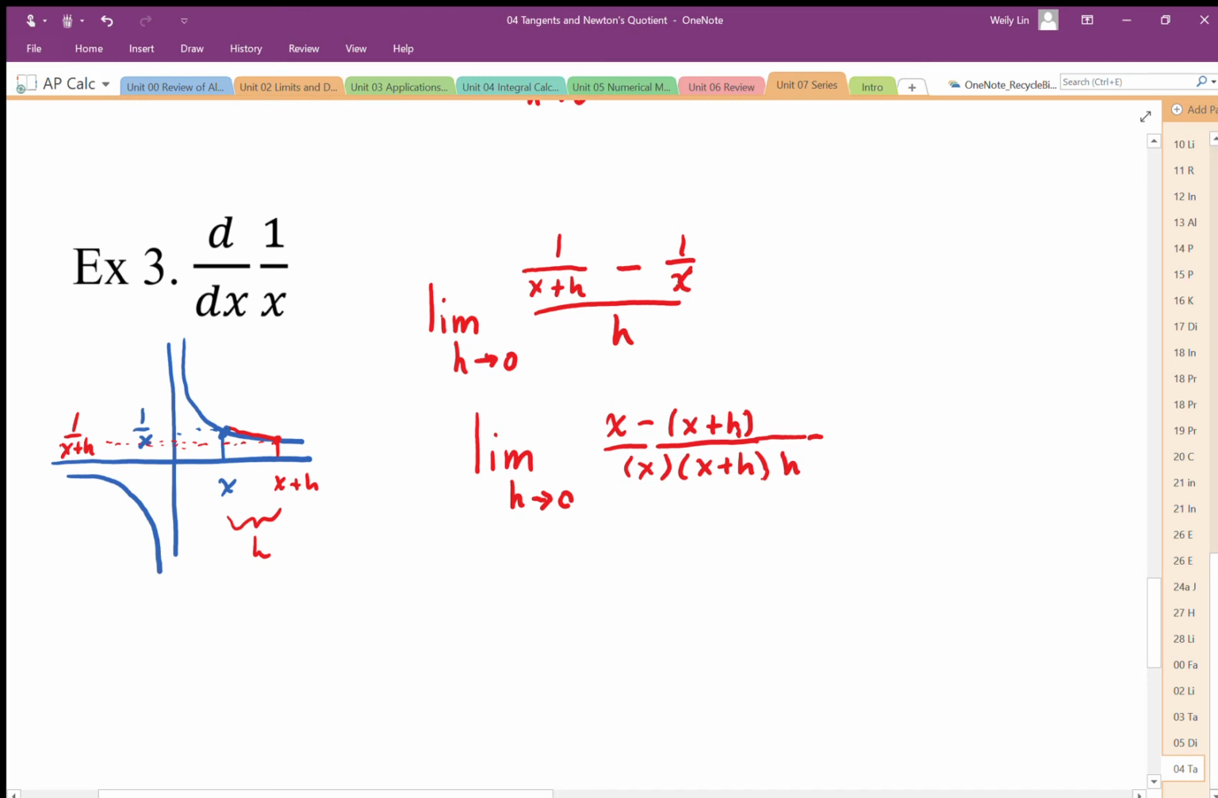Okay, so in my numerator, I can see that the x and the minus x are going to cancel out. So in the top, I'm going to be left with a minus h. So this becomes the limit as h approaches 0 of negative h on top, and then we have our factor of h in the denominator.